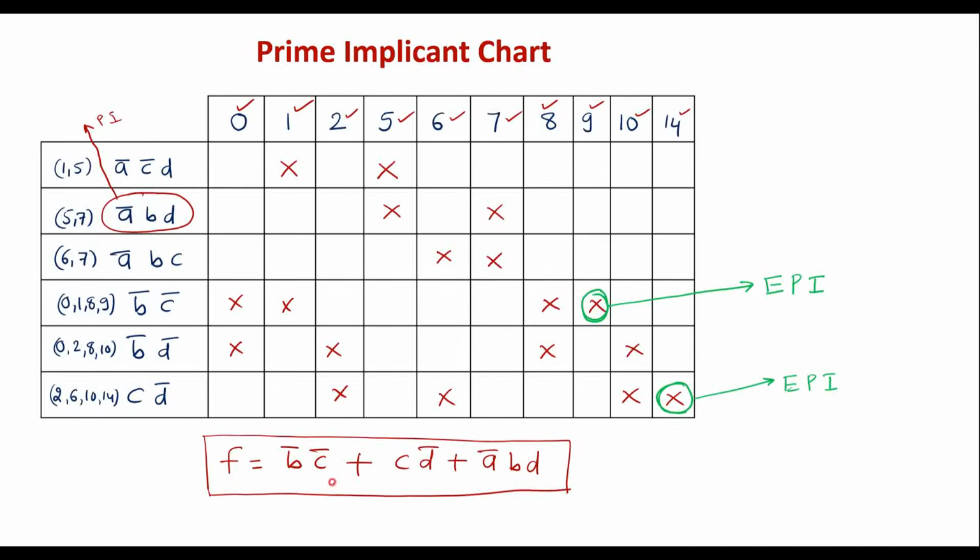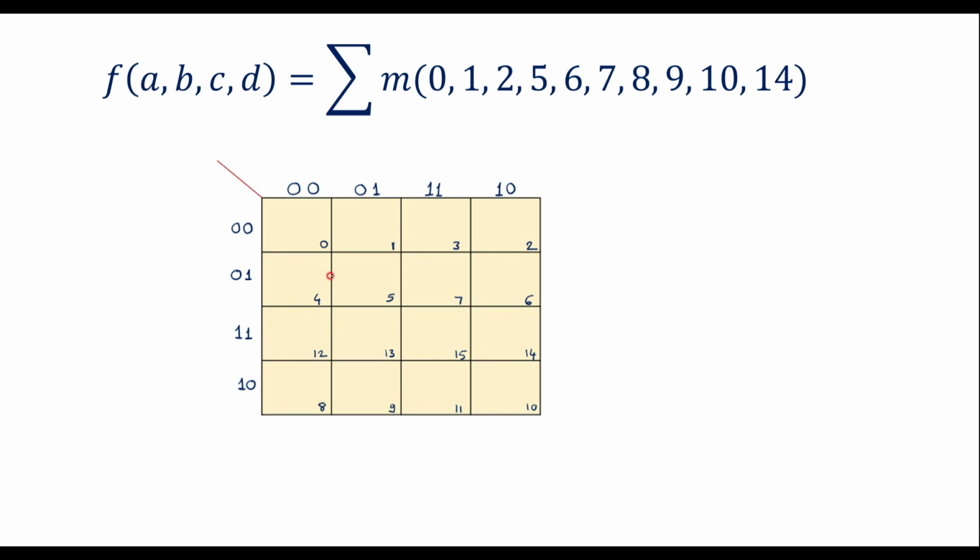Now I will compare this result with the K-map result, and verify whether I will get the same result using K-map or not. Now I will try to simplify using K-map. Here the variables are AB, here it is CD. We are supposed to write 1 in the cells 1, 2, 5, 6, 7, 8, 9, 10 and 14. In the remaining cells we write 0.